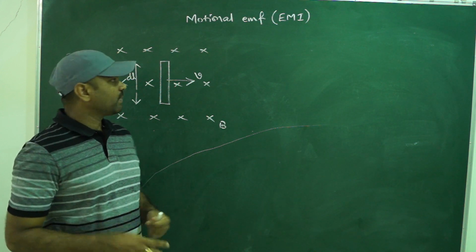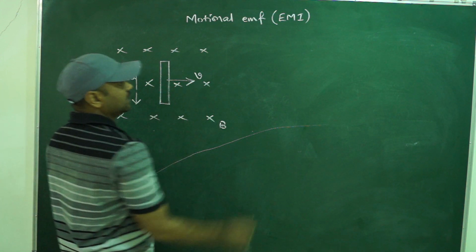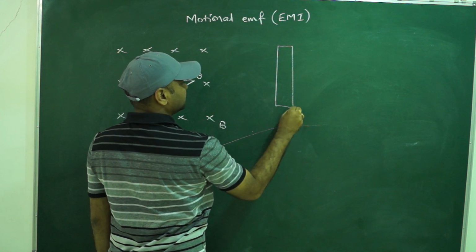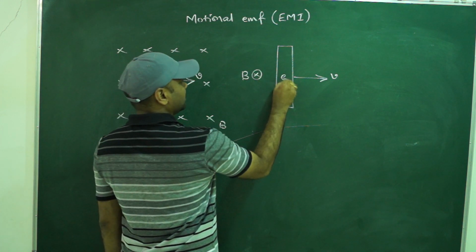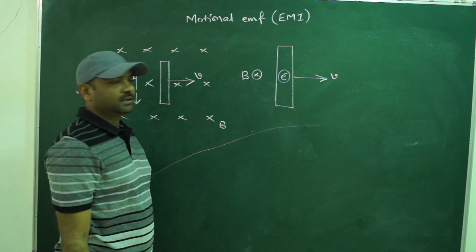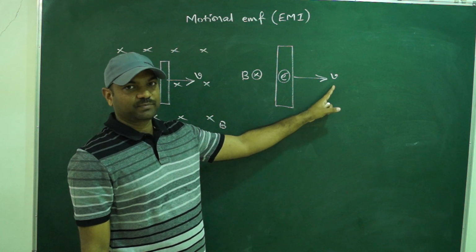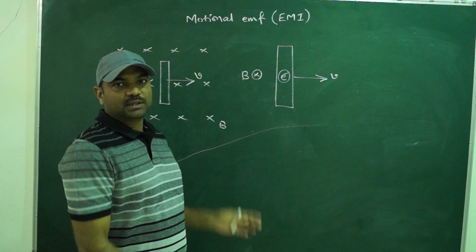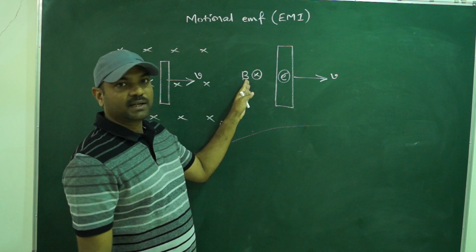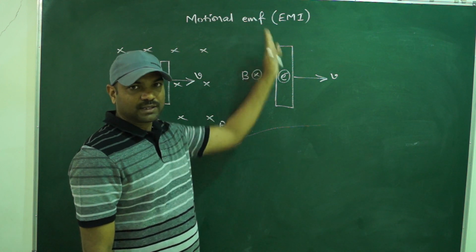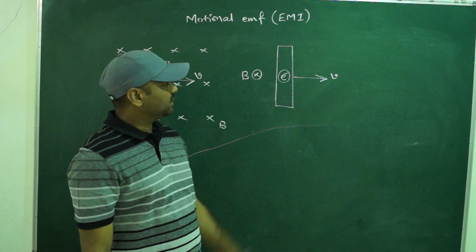As the rod is moving with velocity v in the magnetic field, which is into the board, the free electrons inside the conductor also travel with the same speed v. This is completely instantaneous, so the rod has instantaneous velocity v, the magnetic field is B at that instant and place, and the free electrons also travel with speed v in the forward direction.